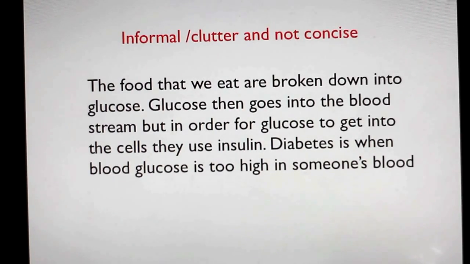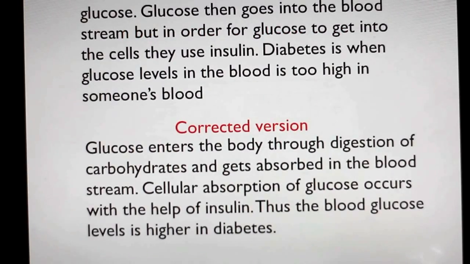In the next slide, you will see how you can make it concise. The top one is the original, and then I've corrected it, and you can see how most of the words that were vague and informal have been removed. You have to be very precise. You have to be on the topic.